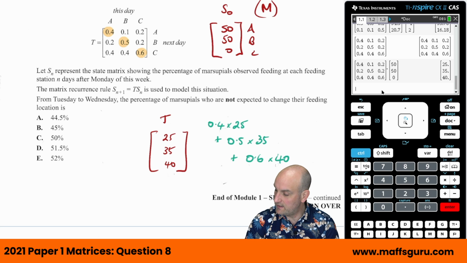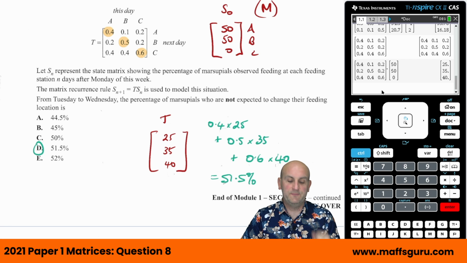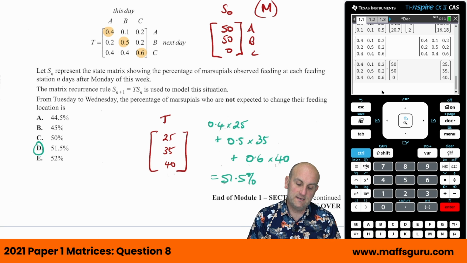So when I put that onto my calculator, just checking I got the same as I put on my working out, I actually got 51.5%. Now I'm going to be honest with you, I've got a feeling I've been tricked on that question, because a colleague of mine got 50%. But I'm going to go with D at this moment in time. If you disagree, let me know by leaving a comment below.